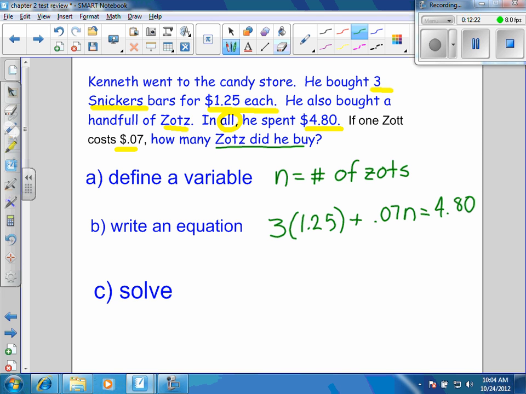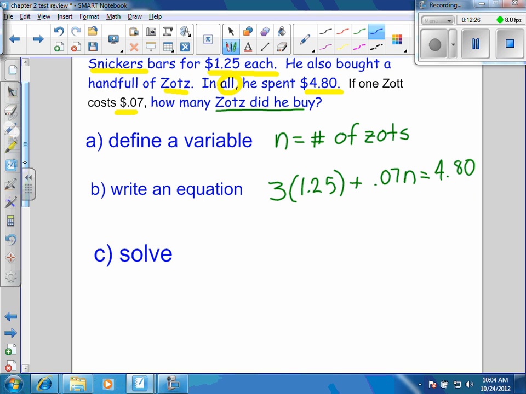Would you like to take the first step? What would you do? I have the answer. I got 15. Okay, did anybody else get 15? What's the first step? Let's just go first step. Well, you did 3 times 1.25, which would be 3.75. Yeah, 3.75. Then do 4.80 minus 3.75.